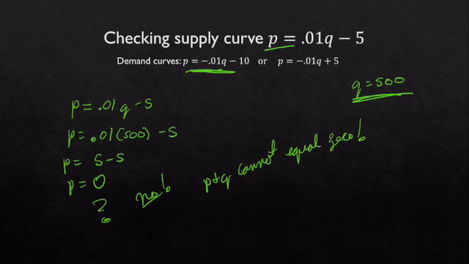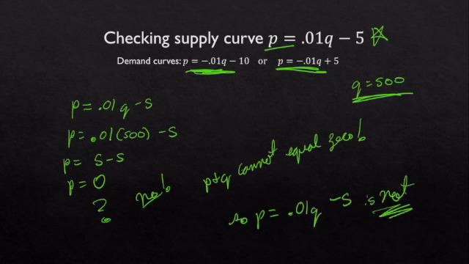So with this equation, we got a negative q. With this demand curve, we got a price of 0. So that means that this could not be our supply curve. So p equals 0.01q minus 5 is not, I repeat, is not the supply curve.